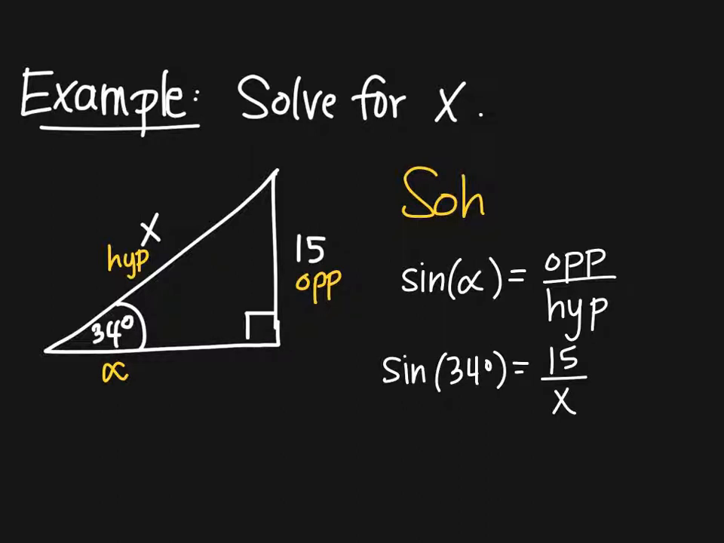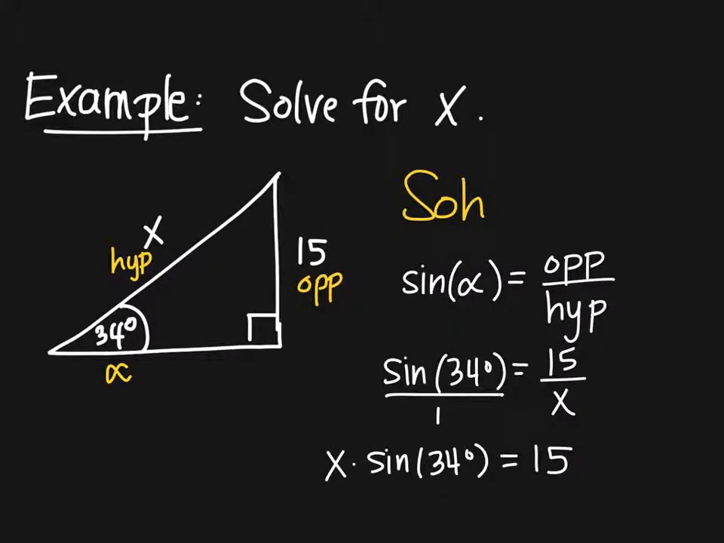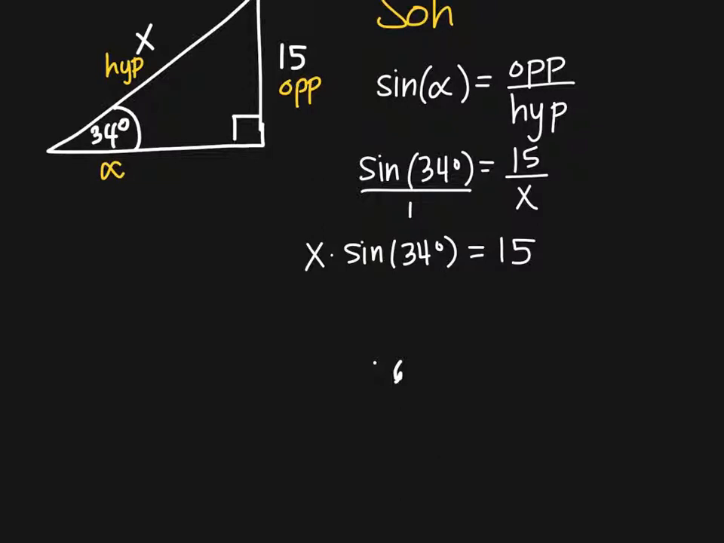Yeah, what's our clue for cross multiplying, right? What do we put under the sine 34? Drop a 1. And then we get to cross multiply. So x cross multiplies to sine 34 degrees. And 15 cross multiplies to 1. So x times sine 34 equals 15. And how do I get x by itself? Divide. So x is 15 divided by sine 34.